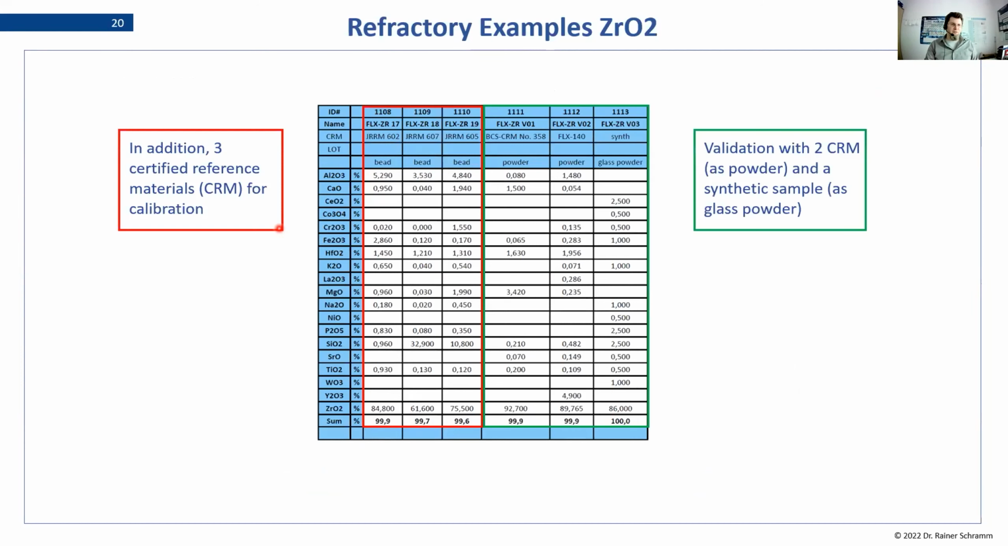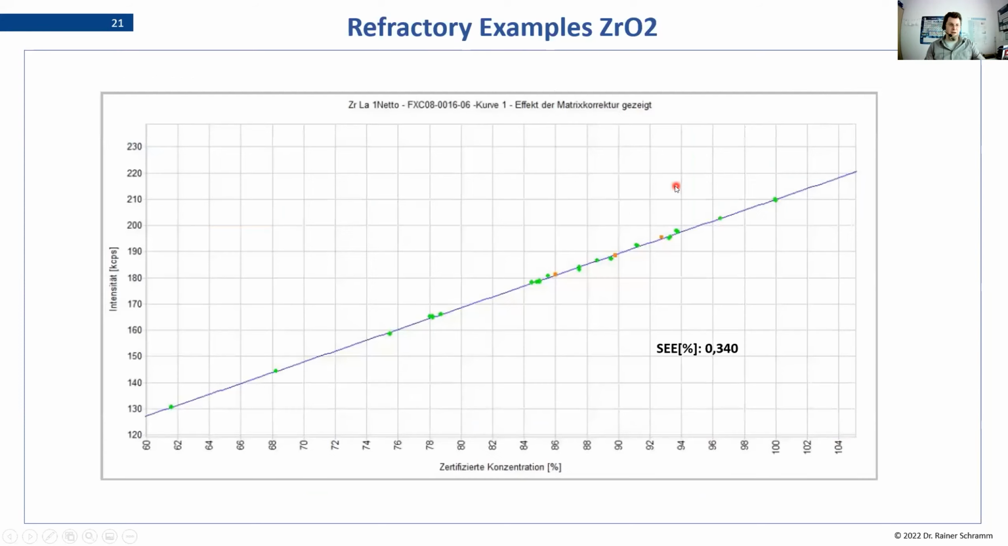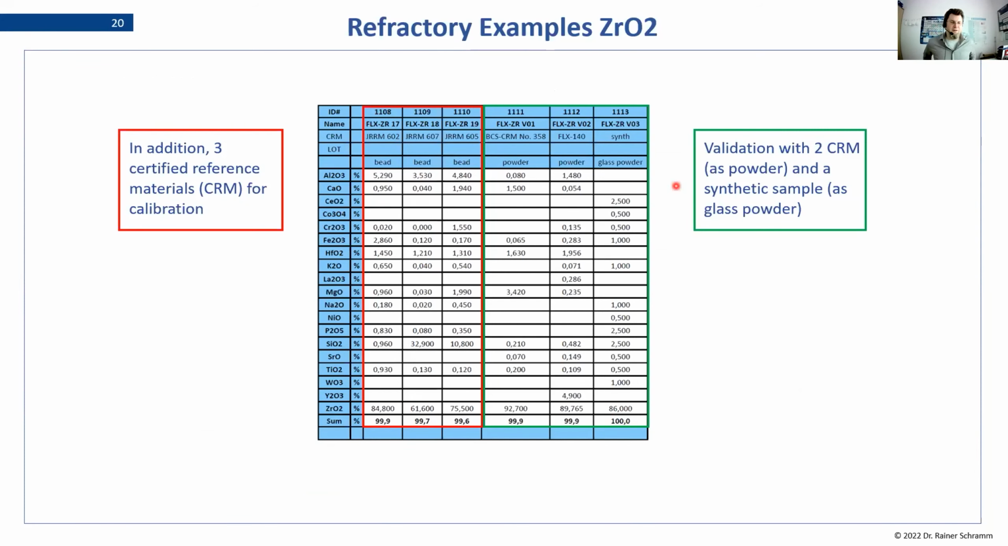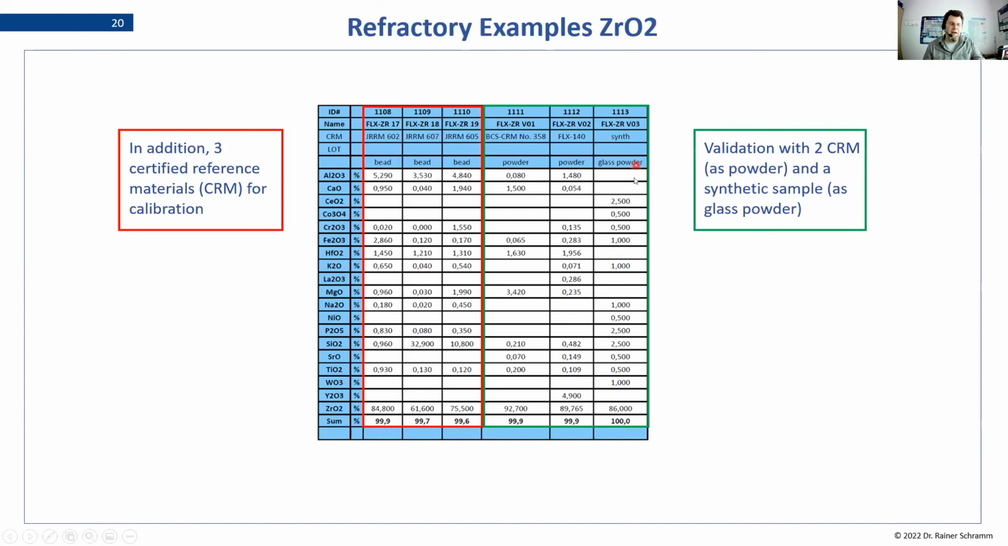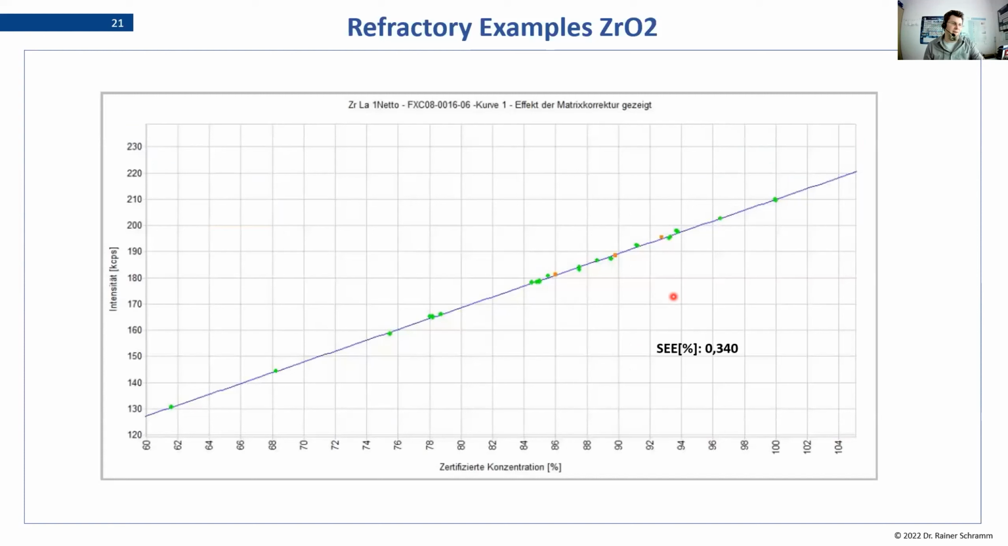And then for validation, again, we use a mixture. We take 2 CRMs, powder CRMs as validation sample. And then the last one is a synthetical validation sample, which comes as a so-called glass powder. That basically means we made this sample from primary oxides, and then we fused it and we ground it down again so that you get basically a powder which is already homogeneous. And in the end, zirconium is the interesting analyte here.